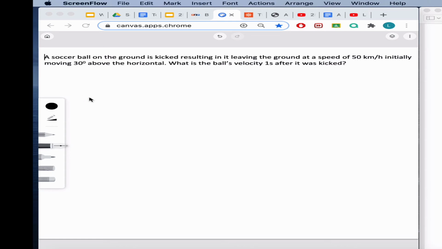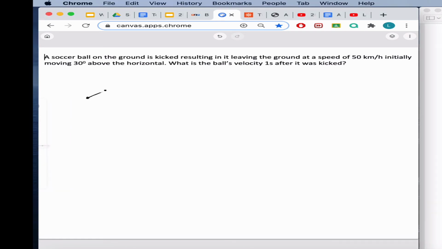Let's look at one more problem where the initial vertical velocity is not 0. In this problem statement, a soccer ball on the ground is kicked, resulting in it leaving the ground at a speed of 50 kilometers per hour initially rising 30 degrees above the horizontal. What is the ball's velocity 1 second after it was kicked?